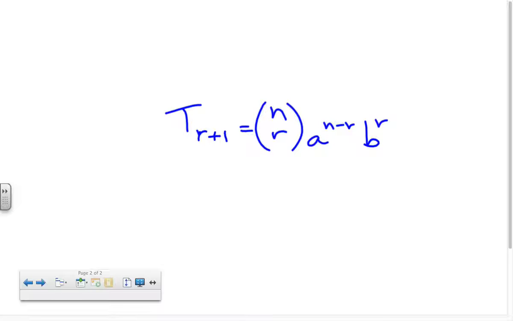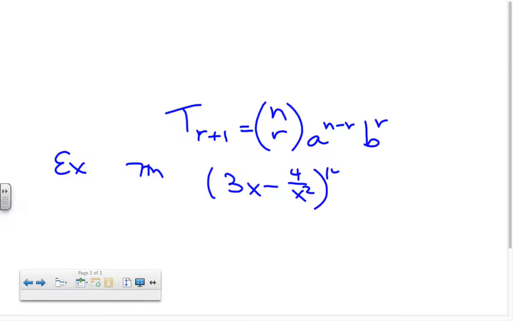So this formula is one that you will need to use. I'll write this down some more because this is what you will use on the homework. So for example, let's say I wanted to find the 7th term of this binomial expansion, 3x minus 4 over x squared to the 14th power.